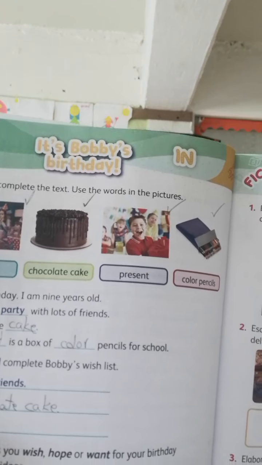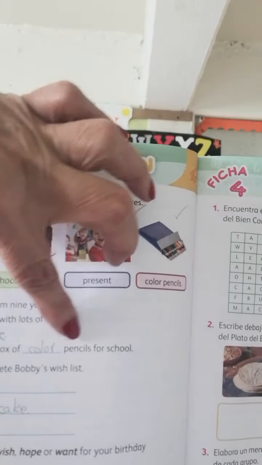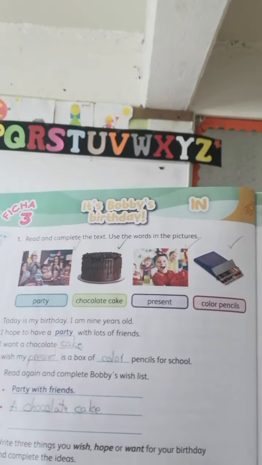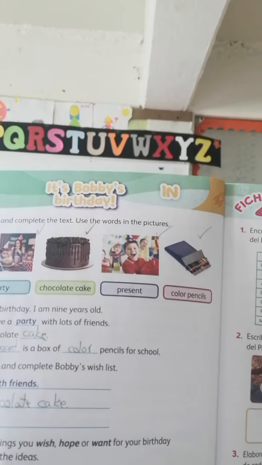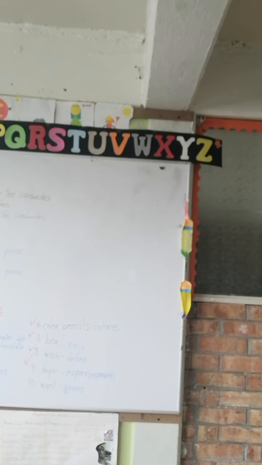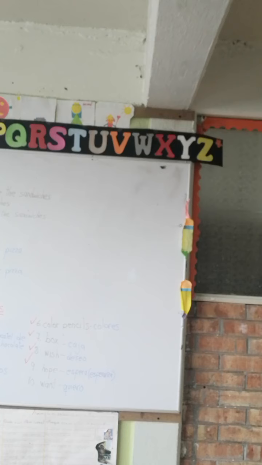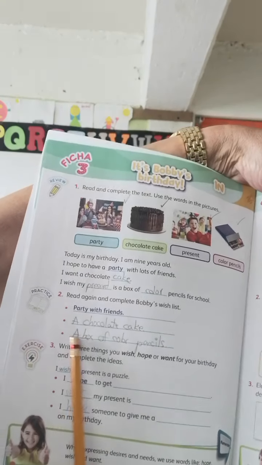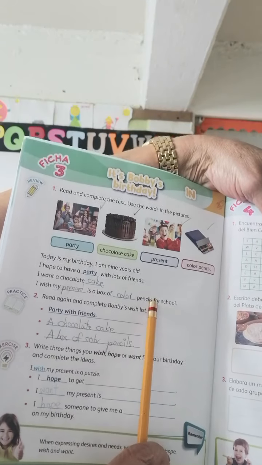And in number three, what else? A box of color pencils. Can you see? Okay, that's another wish. Él quiere, ¿qué quiere? Una lista, digo, una caja de lápices de colores. Entonces, we are going to write here. A box of color pencils. Okay, I check. A box of color pencils. Okay, here it says a box of color pencils. And this one, yeah. Okay.